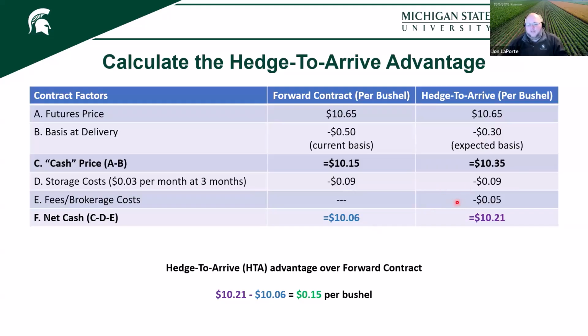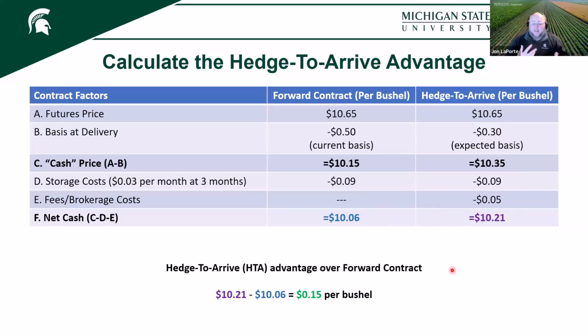Well, now we've got this 5 cent premium we used on this hedge to arrive to get the same price we had on the forward contract. So the forward contract's going to be actually about 10.06, still at 10.06. The hedge to arrive is going to be about 10.01. And so there's basis risk, as we call it.